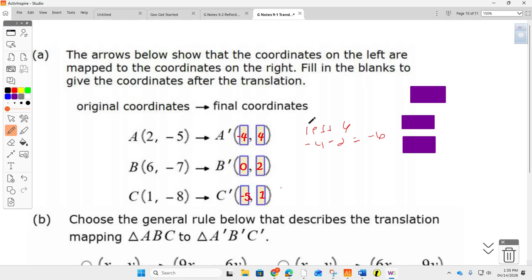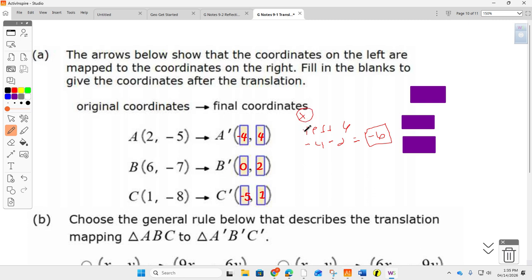So let's see if that works for all the x's. I know 2 minus 6 is negative 4. I know 6 minus 6 is 0. I know 1 minus 6 is negative 5. So that appears to be the rule for our x's. Does that make sense to y'all?